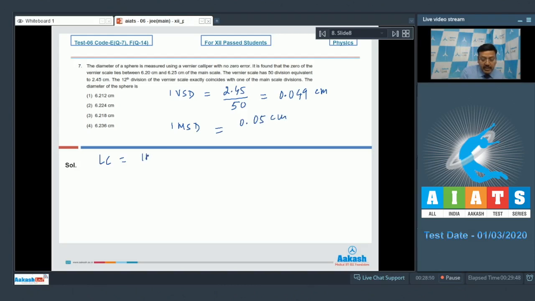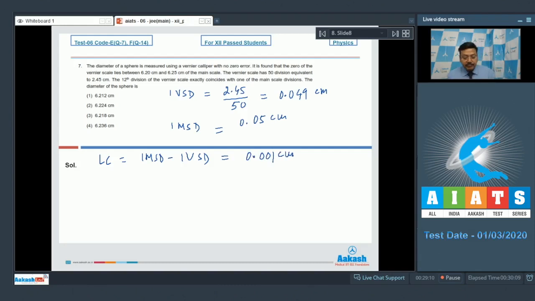So now that we have one MSD and one VSD, the least count we know is given as 1 MSD minus 1 VSD. As far as vernier calipers is concerned, one main scale division minus one vernier scale division, and this is 0.05 minus 0.049. If we do the subtraction, this is then coming out with 0.001 centimeter.